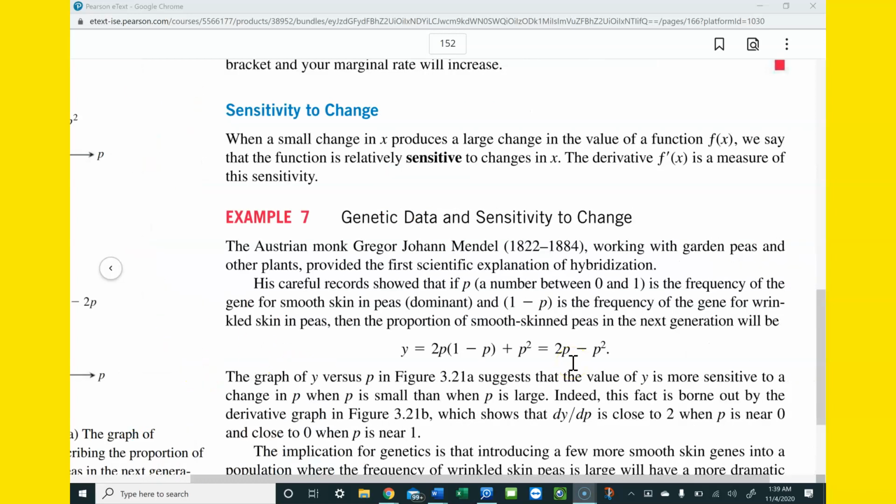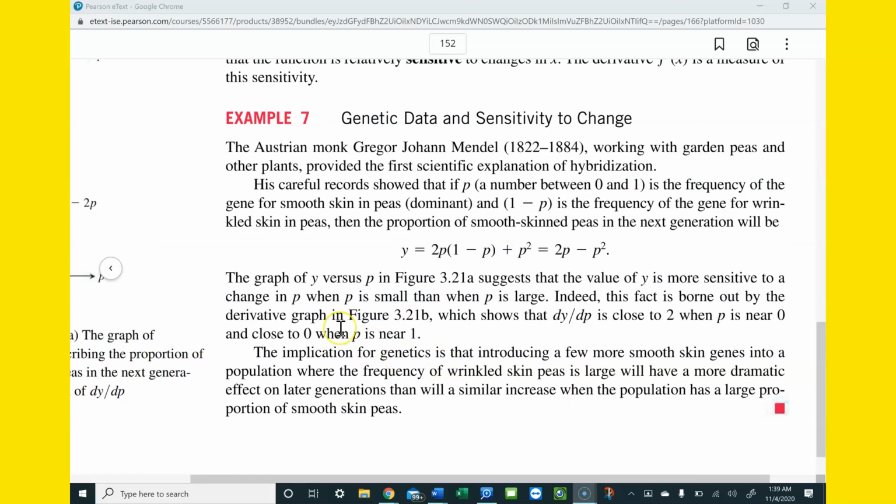All right, I hope that wasn't too confusing. I'm going to read the rest of this. Maybe if it was confusing when I talked about it, maybe this will help clear it up.